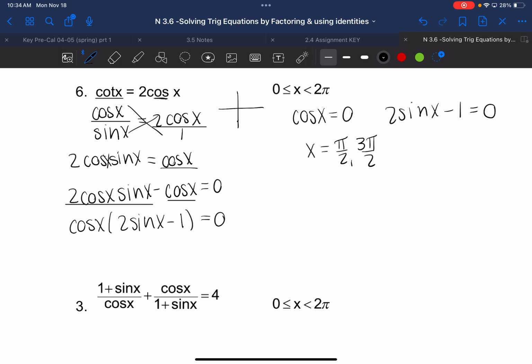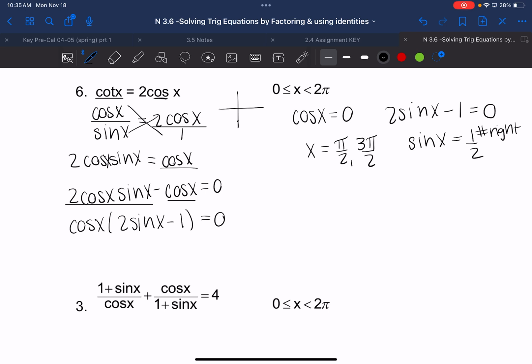So I'm going to add 1, and then I'm going to divide by 2. So I end up with 1/2. And remember, sine is number of fingers to the right. So which finger do I bend so that I have 1 finger to the right? So this would be pi over 6.